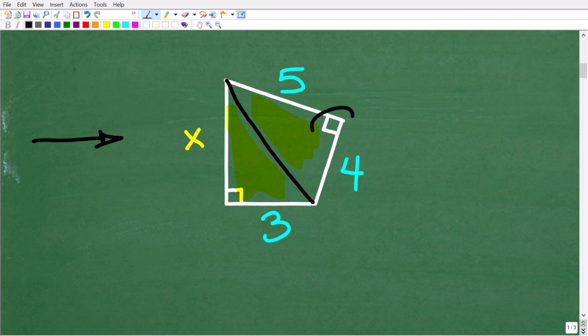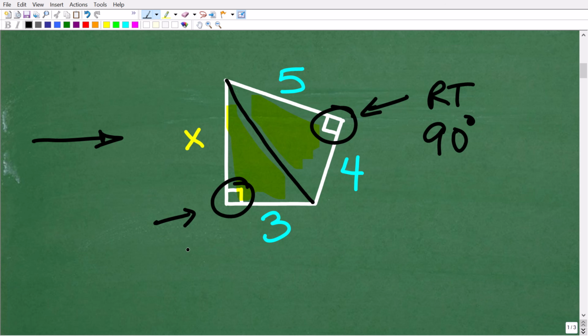Let's get back to these little symbols right here. What do these things mean? This indicates that this angle right here is a right angle, i.e. it is 90 degrees, and so is this angle right here. So what we have here is two right triangles. This triangle is a right triangle because we have a right angle here, and so is this one.